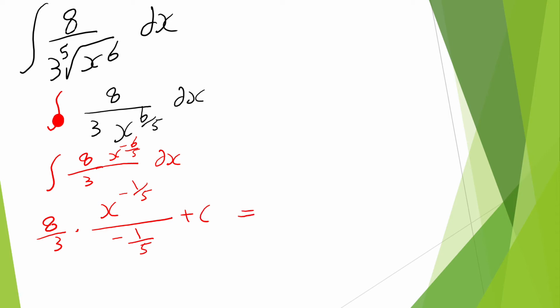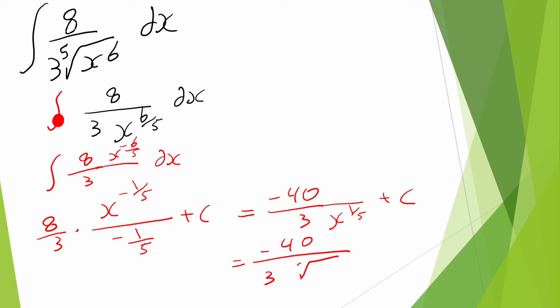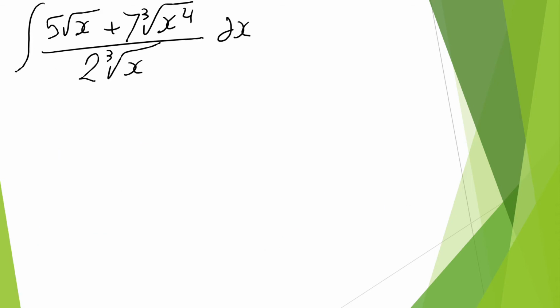Simplify even further, that gives me negative 40 over 3, and then because it's a negative power, I'm moving the x to the denominator to change it to a positive power, and then rewriting it in index format. This one here is in surd format, plus there is a multiple, it's a rational expression. So a rational expression is very important.